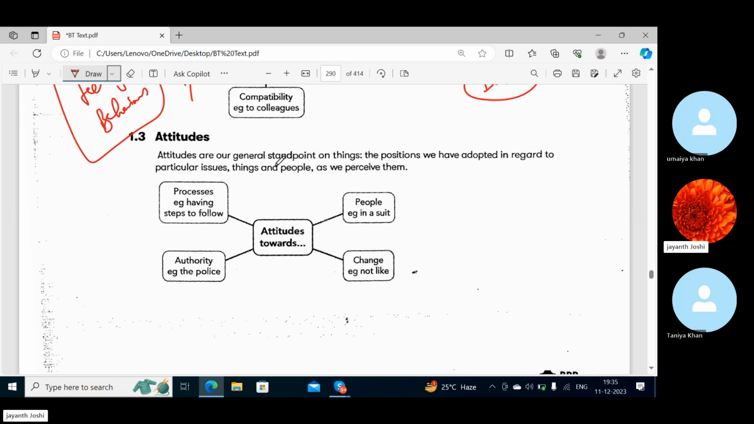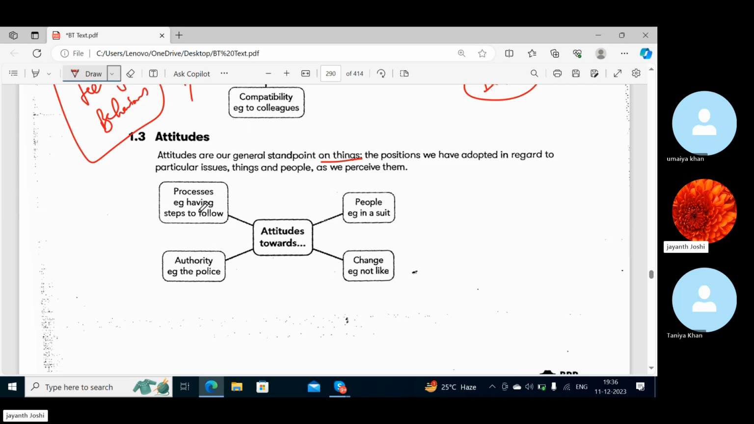Attitudes are our general standpoint on things. That means how we take things. The positions we have adopted in regard to particular issues, things and people as we perceive them. So generally we say that his attitude is very good. That means the person is very positive towards anything. That positivity shows the attitude of that person towards something, how he perceives it.